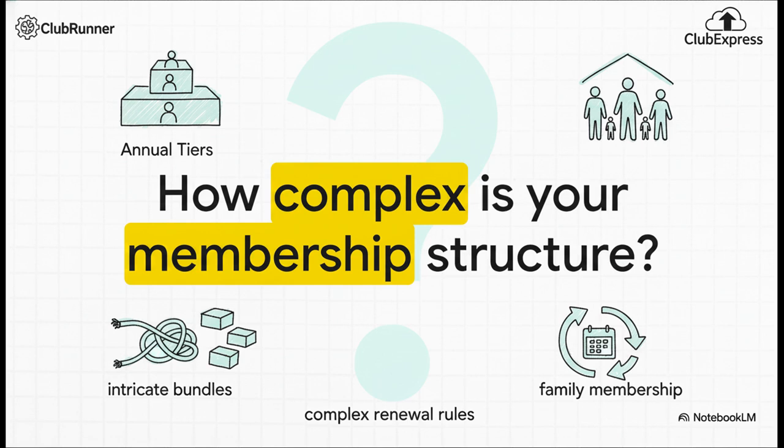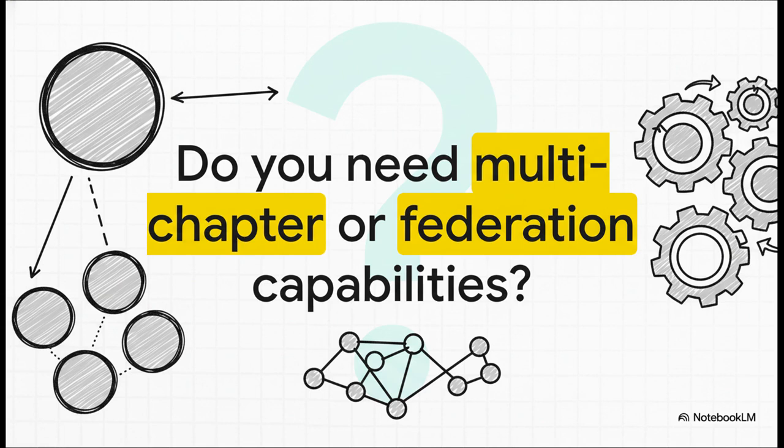Second, and this one is a huge differentiator between these two, do you need multi-chapter or federation capabilities? Is your organization one single body, or are you actually a network of chapters or clubs that need to be managed and synced from a higher level?